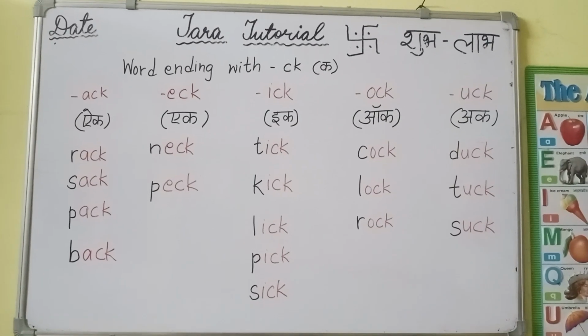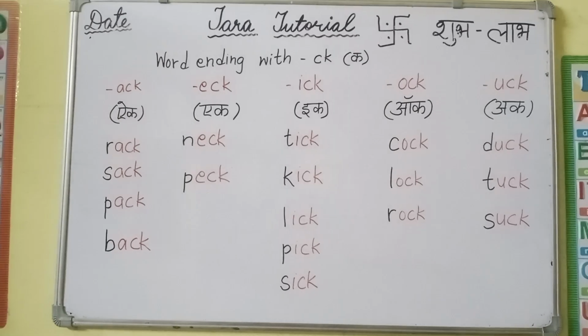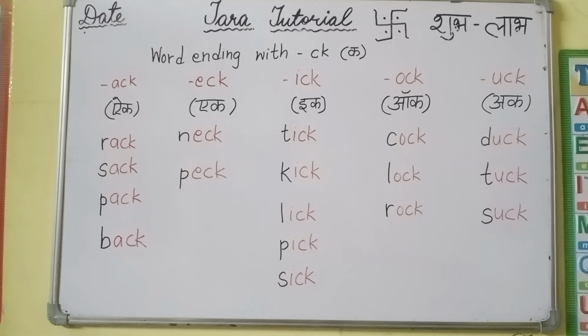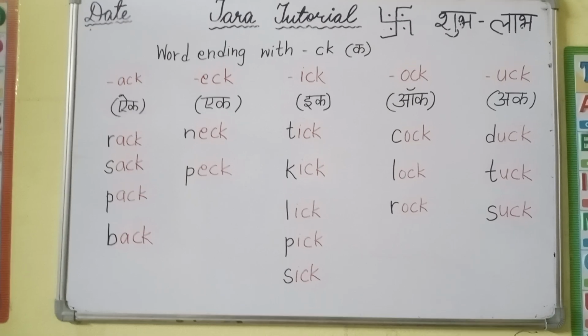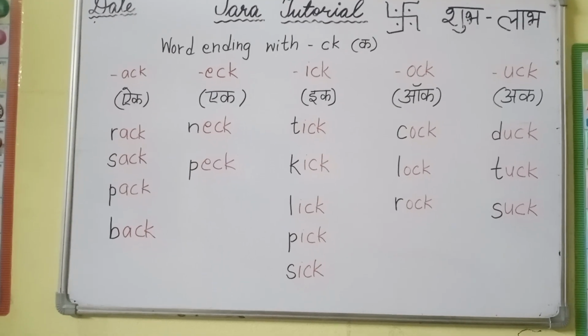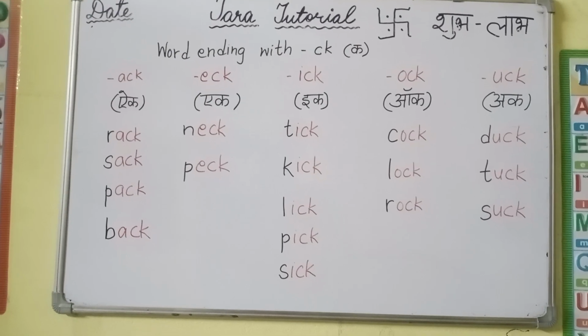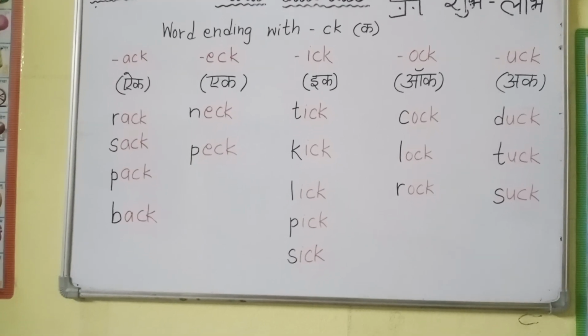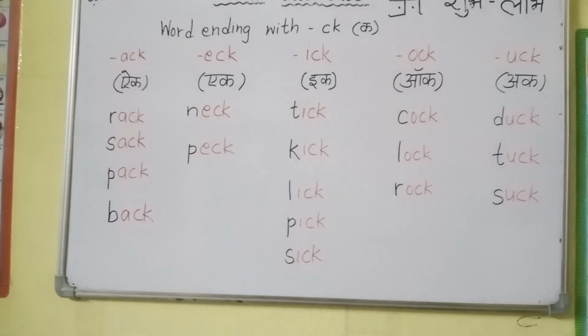Good morning, everyone. Today we are going to do a new topic, and today's topic is words ending with k sound. As we know, C and K both make the k sound. Here together, they are making the k sound. When CK comes with vowels, then it makes a sound.